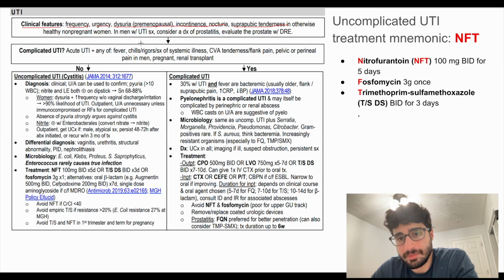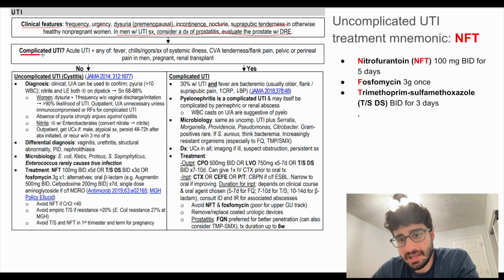In healthy perimenopausal non-pregnant women, these symptoms often indicate uncomplicated cystitis. However, in men with UTI symptoms, always consider prostatitis and perform a digital rectal exam to evaluate the prostate. Some findings on DRE that would support a diagnosis of prostatitis include tender, enlarged, or boggy prostate.